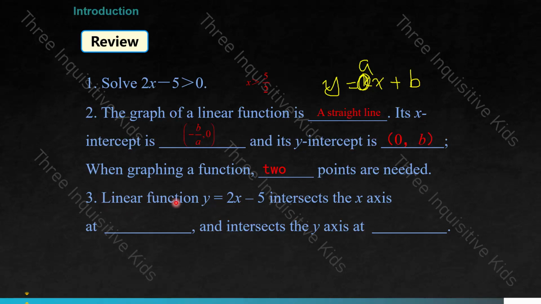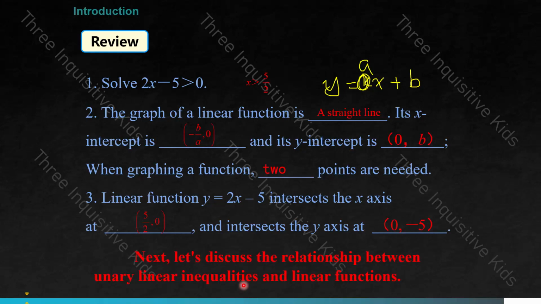And 3. Linear function y is equal to 2x minus 5 intersects the x-axis at blank and intersects the y-axis at blank. Again, for these two blanks, you're going to fill it in with coordinate pairs. So here we're going to have 5 halves, comma 0, and 0, comma negative 5.